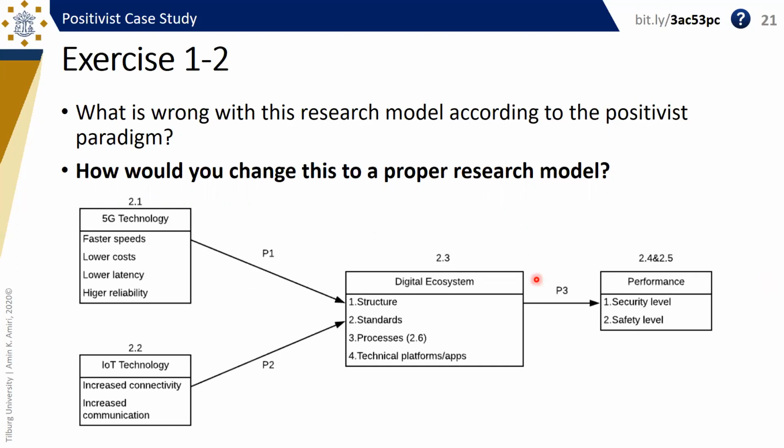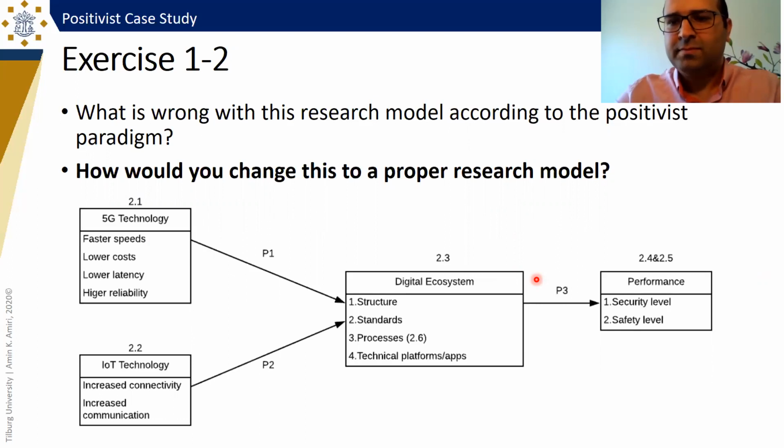Maybe that proposition 3 is dependent on the other propositions. What's that? Like proposition 1 and 2 go to digital ecosystem, right? Yeah. And then you have proposition 3 for another thing. Is that right? No, that's not a problem. You can have layers of constructs connected to each other. So that's not a problem.